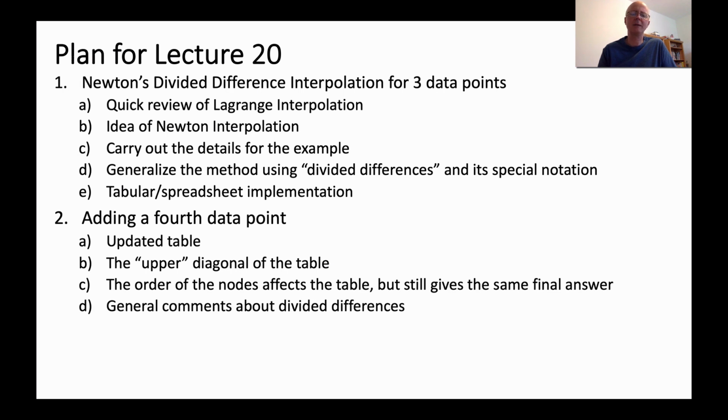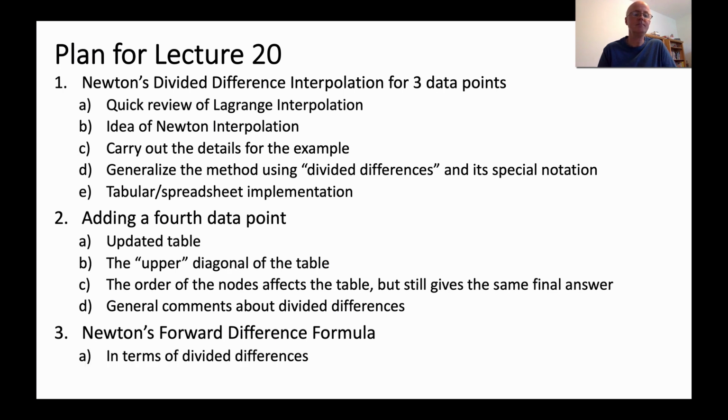Make some other general comments about divided differences. In fact, I'll say one here. It turns out the nodes don't even have to be in order from least to greatest. And also, they don't have to be equidistant from each other, though our examples will be. It is nicest when they are, but they don't have to be. It's nicest especially in terms of Newton's forward difference formula. We'll talk about that in terms of divided differences. You can write it really nicely.